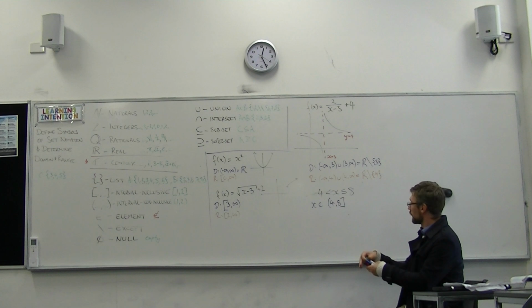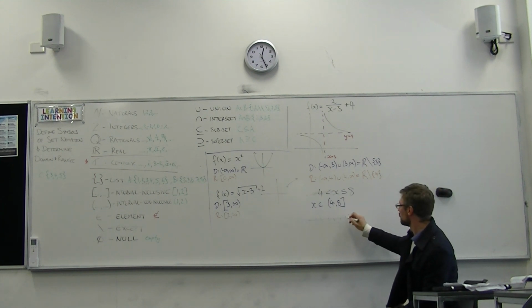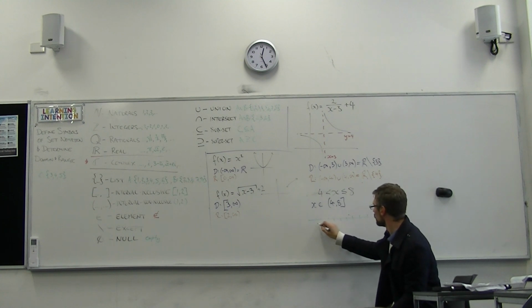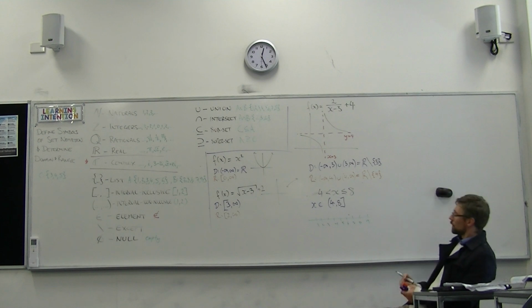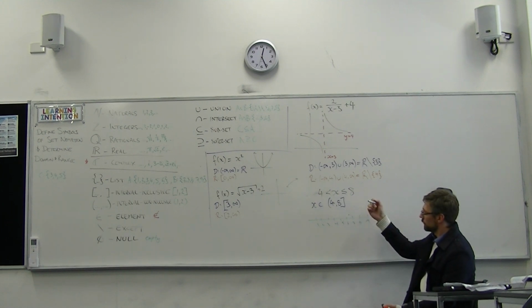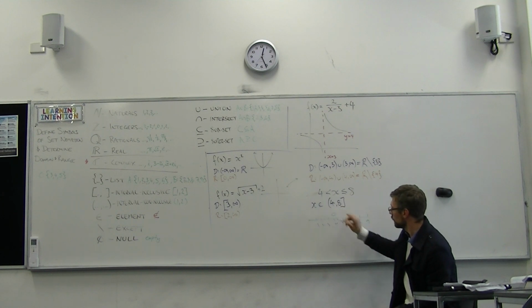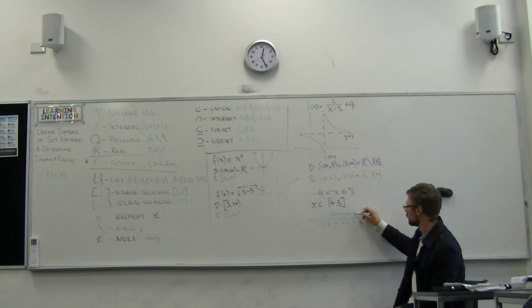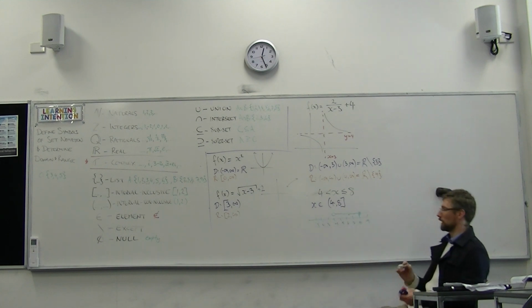Another way of representing that is with a number line, 1, 2, 3, 4, 5, 6, 7, 8, 9. You go 4. A soft bracket means it's not included, so it's an empty dot. Up to 8. A hard bracket means coloured in, because you can actually use this.